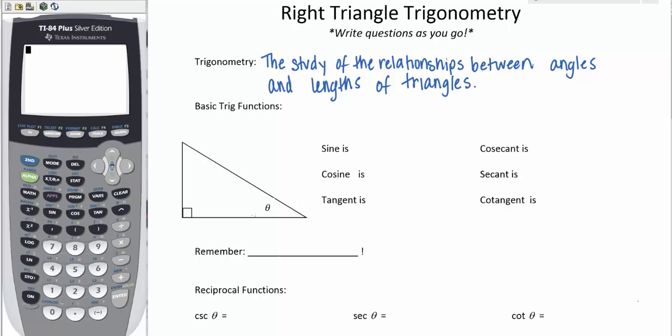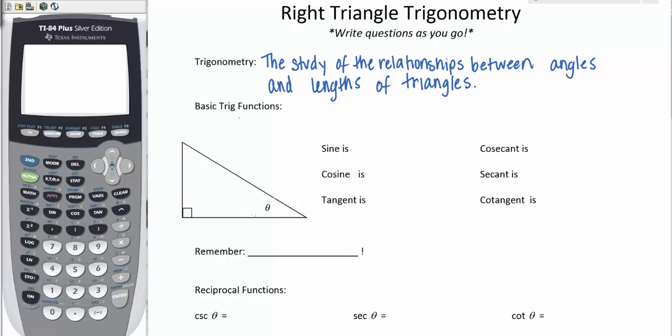Hi everybody, today's lesson is all about right triangle trigonometry. And you guys can go ahead and write down the definition that I have provided you for trigonometry, which is just the study of the relationships between the angles and lengths of a triangle. So we're focusing on angles and lengths and seeing how they relate to each other.